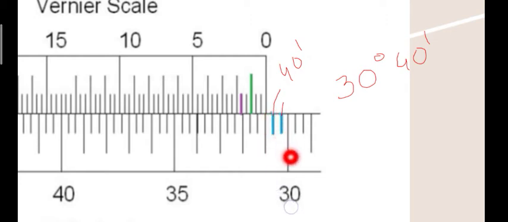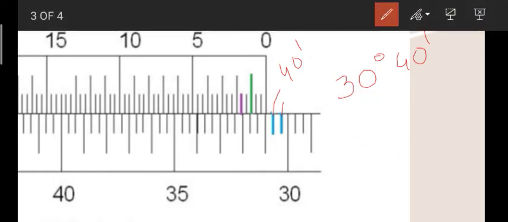So it becomes 30 degrees and 40 minutes, because it is not coinciding with the 31 degrees. If it were straightly coinciding, then it would be exactly 31 degrees. But it is not 31 degrees. It is before 31 degrees, and it is at 40 minutes. So it is 30 degrees and 40 minutes. This is your main scale reading. It is called the main scale reading.